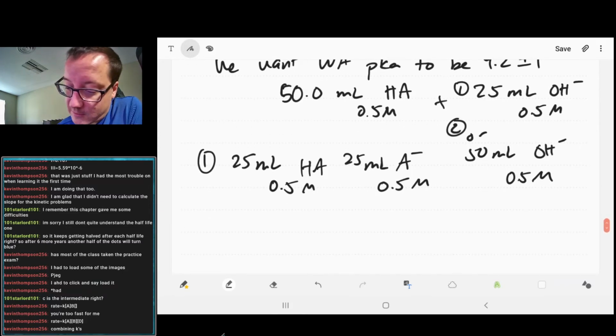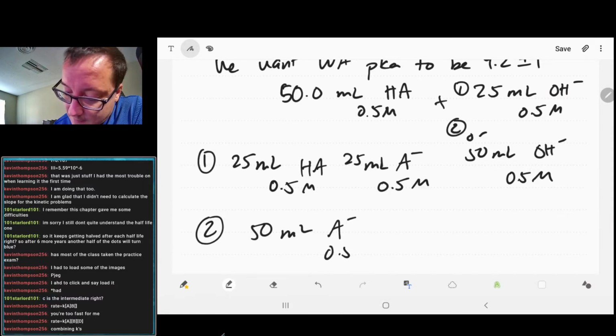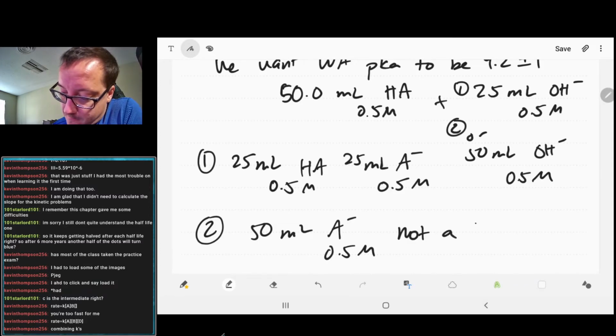Remember, half equivalence. If you look at option 2, we essentially would have just A minus. That's not a buffer. We have only A minus, so that's just a salt solution. So that's not even a buffer. If we've completely neutralized our acid, it's not a buffer. We need to have the other one.